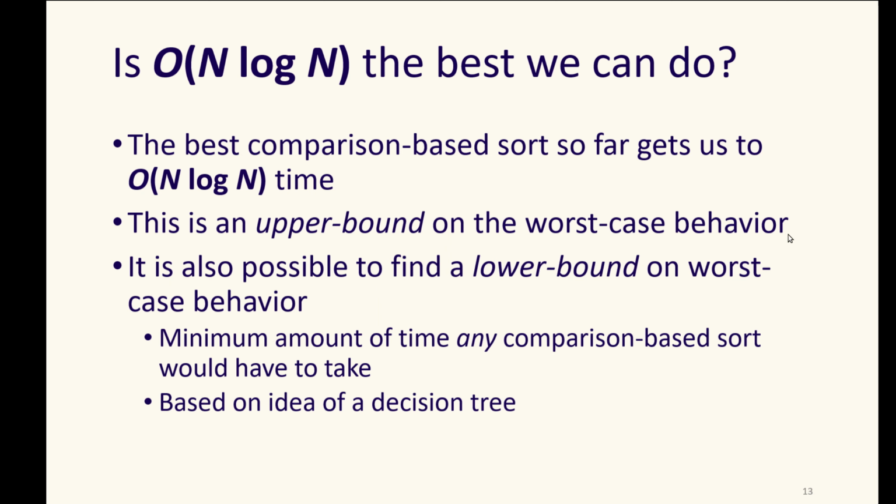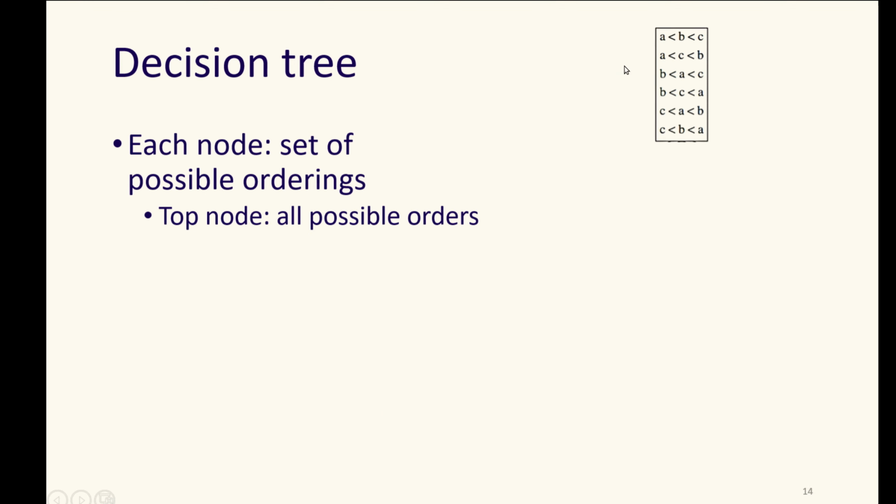And we can do this by basing our proof on the idea of a decision tree, where we're making decisions that are those comparisons. So every node in our decision tree is a set of possible orderings, where A might be less than B and B might be less than C, and that is one of the possible orderings. When we've done no comparisons, any ordering is possible for the correct final ordering. So these are the way the list should be ordered if we knew which comparisons were true and which comparisons were false. So all possible orders exist in the top node.